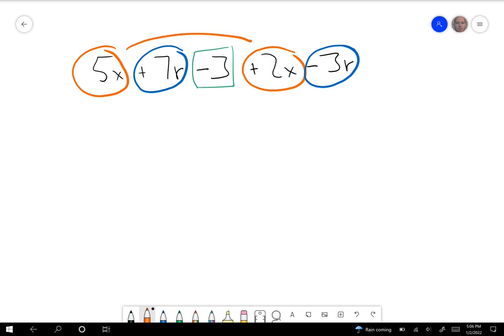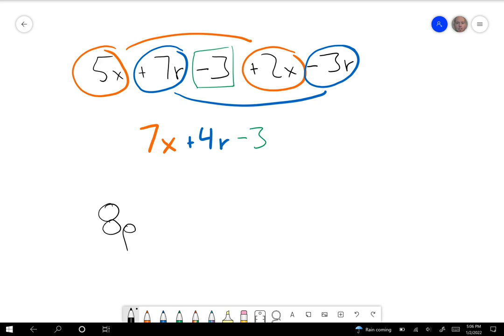If I do the shortcut technique, then I'm literally just taking the terms that are similar and putting them together. So I got 5x plus 2x, 5 and 2 makes 7x, and then 7r minus 3r, 7 minus 3 gives us 4r, and then we keep our constant of -3 to get a simplified expression of 7x plus 4r minus 3. And you can see the shortcut is just a lot faster. If we were writing out all those x's and r's, it would have taken us a long time.